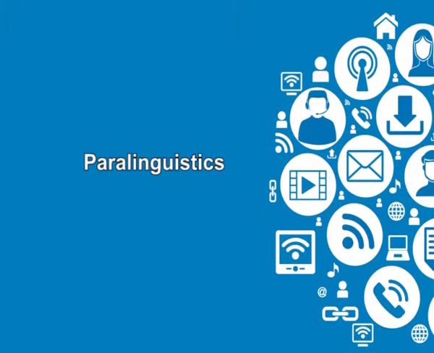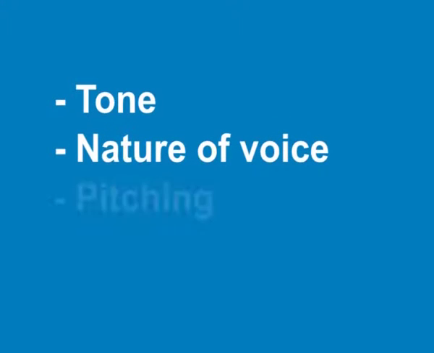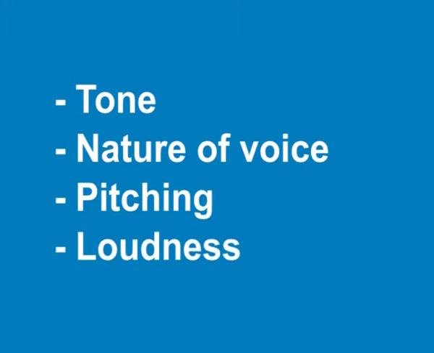The third type is paralinguistics, which refers to vocal communication that is different from the actual spoken language. This type comprises the tone, nature of voice, pitching and how loud a person talks to another. The more confident a person sounds, the better he communicates.